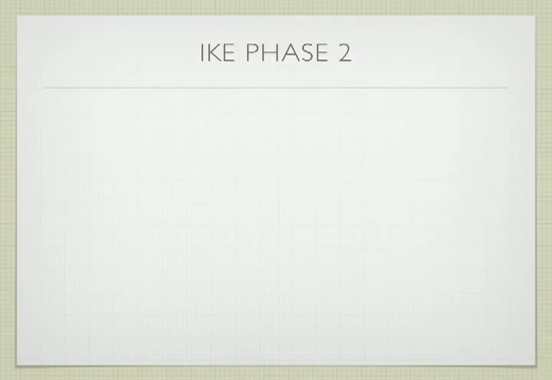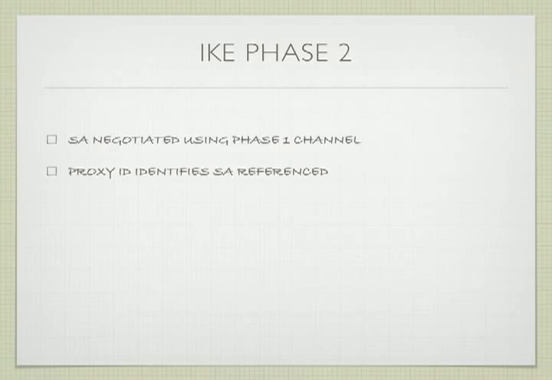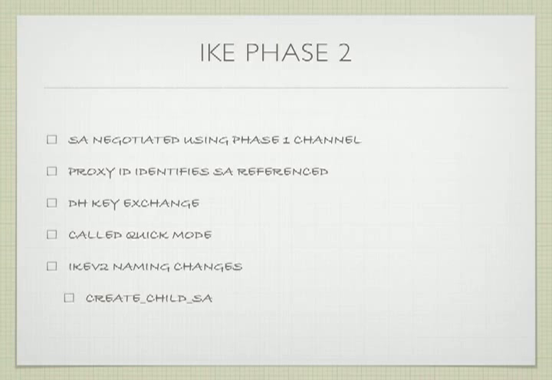Phase 2: after the gateways have connected, we'll negotiate the security association using that phase 1 channel. The proxy ID pairs will be identified and compared. And this will also use Diffie-Hellman to exchange the keys to encrypt the traffic. This is referred to as quick mode for phase 2 negotiations. It takes only 3 instead of 6 exchanges to complete, as opposed to phase 1, hence the name. And in IKE v2, again, there's a name change. You'll see CREATE_CHILD_SA if you're using IKE v2 to identify these in the log.